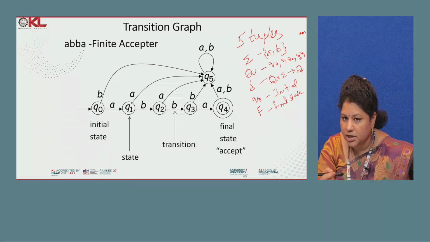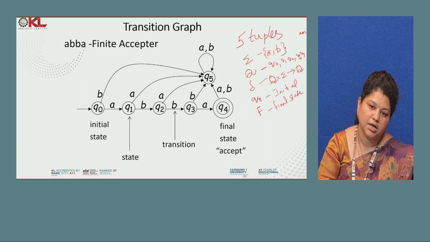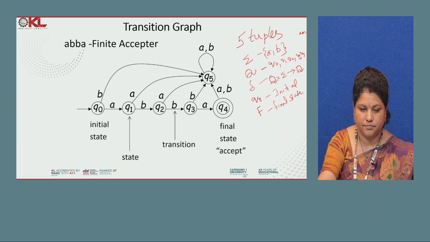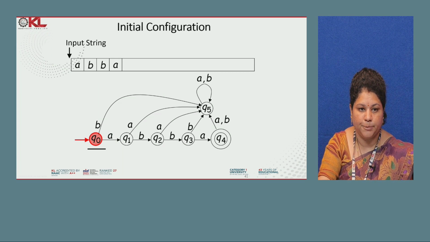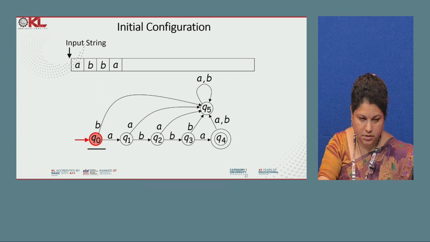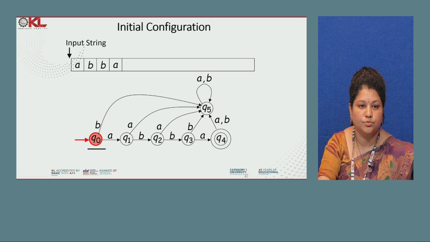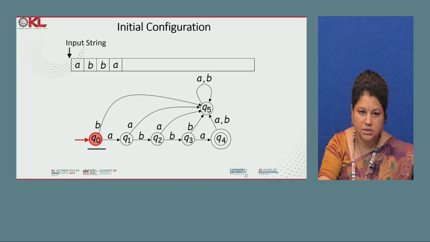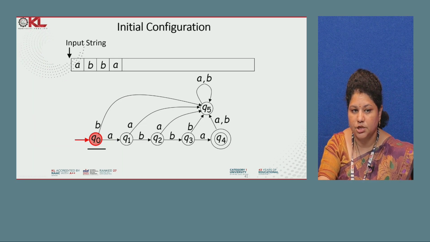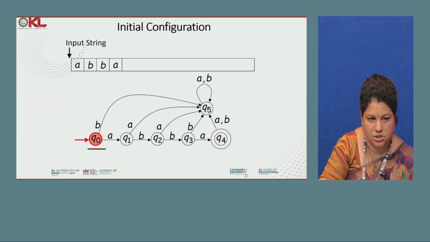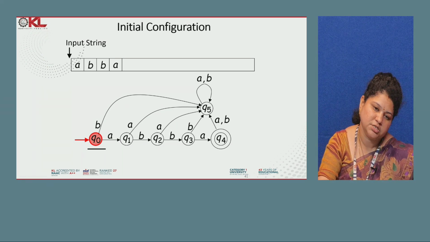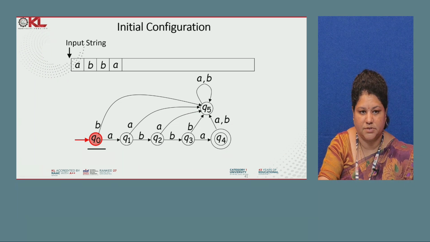Based on these 5 tuples we can construct a DFA diagram. First, in the input tape, here the symbols A, B, B, A are there. All symbols are read from the input tape and stored in a finite control machine. In the finite control machine all the states can be represented.